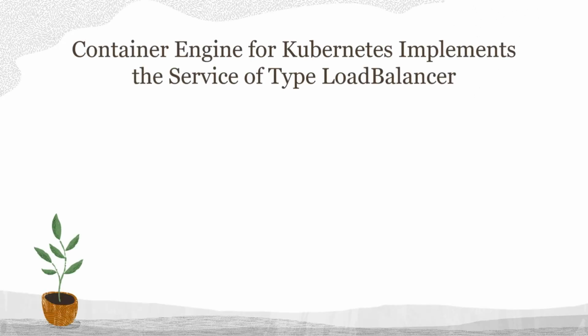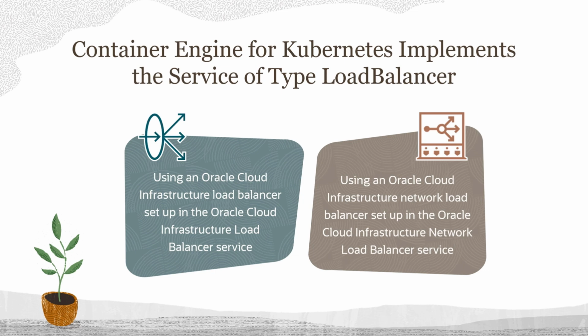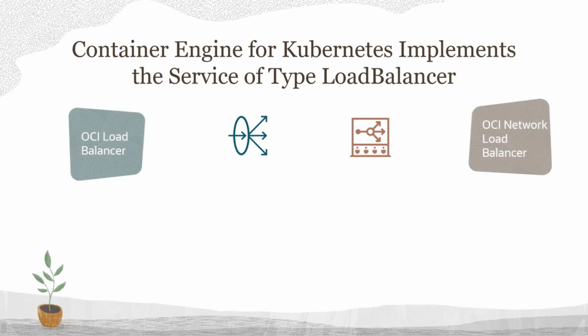When defining a Kubernetes service of type load balancer to expose applications to the internet or local network, OKE, which is Container Engine for Kubernetes, provides flexibility in how this service is implemented. There are two key options: utilizing an OCI load balancer configured in the Oracle Cloud Infrastructure Load Balancer service, and employing an Oracle Cloud Infrastructure Network Load Balancer configured in the OCI Network Load Balancer service. Let's now delve into the nuanced differences between these two implementations.